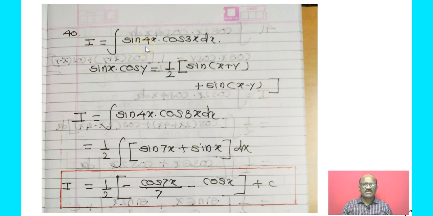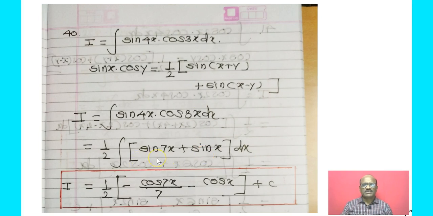Now what is the angle? That is 4x. So the integral of sine of 4x into cos of 3x dx. x plus y means 4x plus 3x, it becomes 7x, plus sine of (x minus y), 4x minus 3x, it becomes sin x dx.